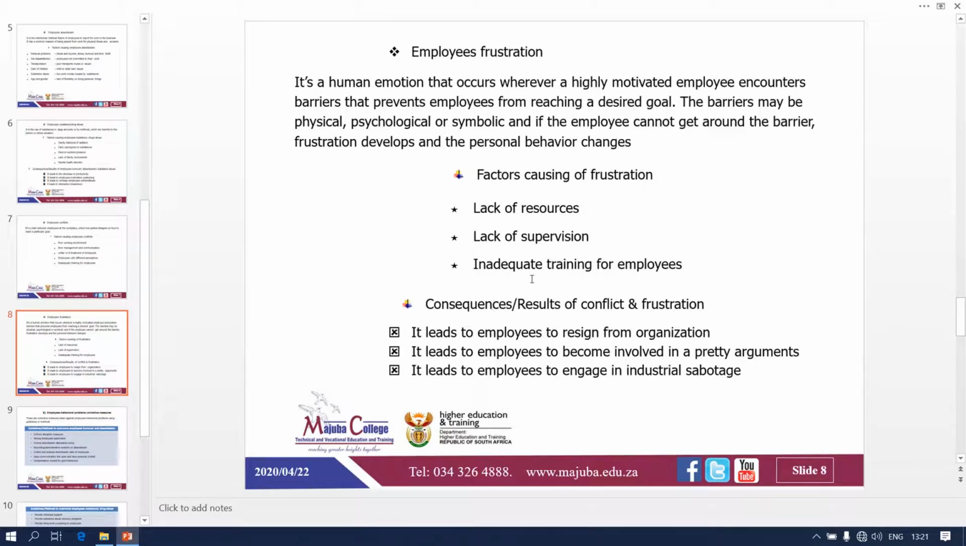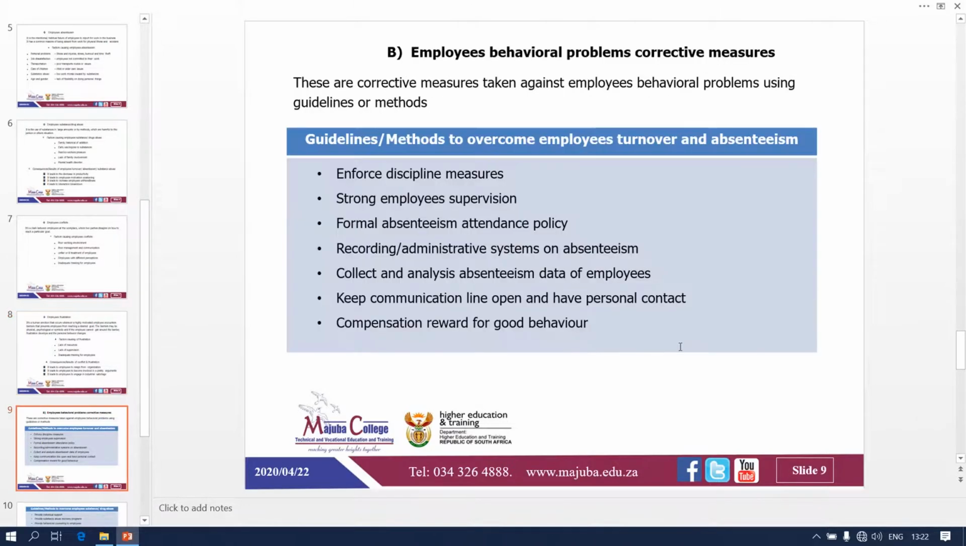Right. Consequences or results of conflict and frustration. It leads employees to resign from the organization. It leads employees to become involved in petty arguments. It leads employees to engage in industrial sabotage. So there are things people will do on purpose because they are not happy. So conflicts and frustration must be cancelled with one word: you must be happy at work. Then you won't have conflict and frustration.